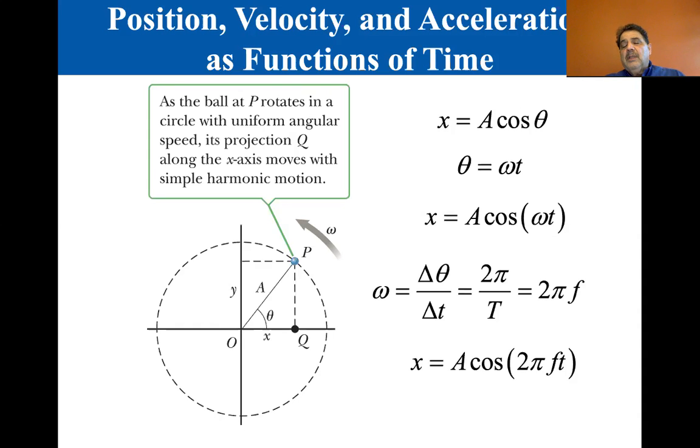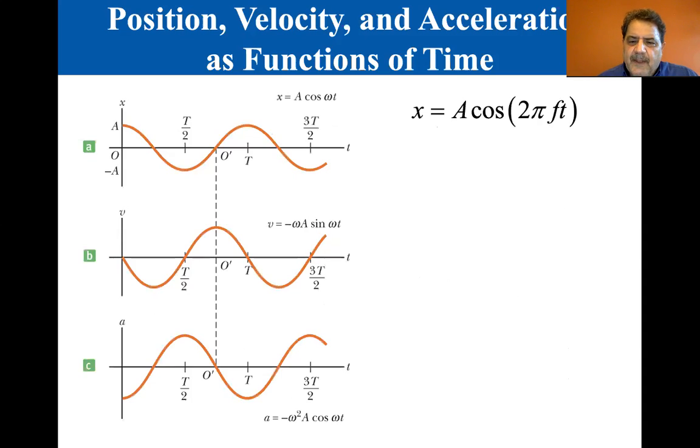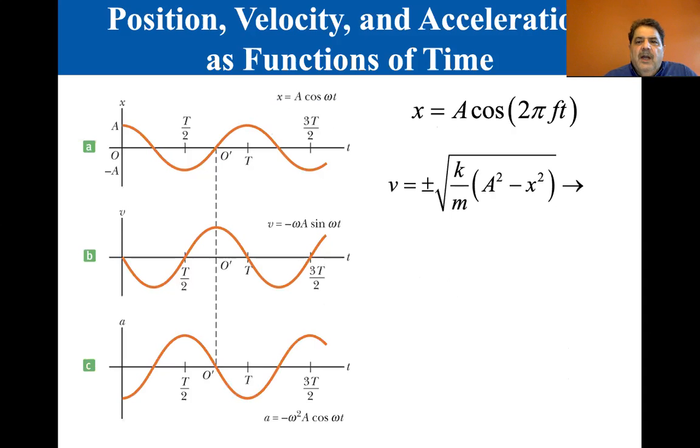We will use this when we get to electricity and magnetism, especially when we start talking about capacitive reactance and inductive reactance. Okay, now let's look at this. These are 3 graphs. The first one shows you position, a cosine omega t, and then the next is v, the velocity, and the next is acceleration.